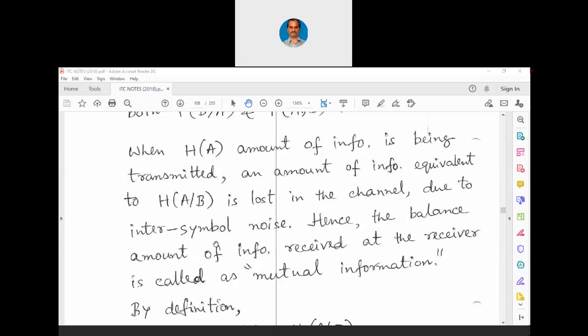When these two symbols are transmitted, there can be an overlap of these two symbols in the frequency domain. And when these two slightly overlap in the frequency domain, that causes ISI, inter-symbol interference. You will study more about it in the next semester. Here we call it inter-symbol noise. Because of the inter-symbol noise, part of the information can be lost. And whatever is the balance amount received, that is called mutual information.